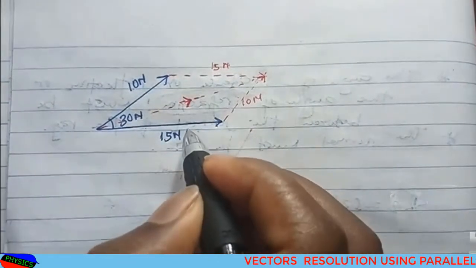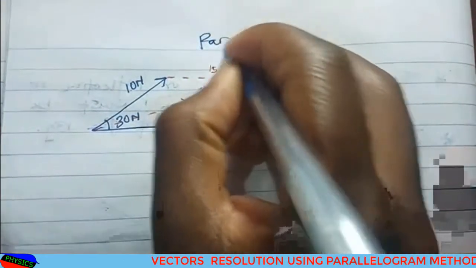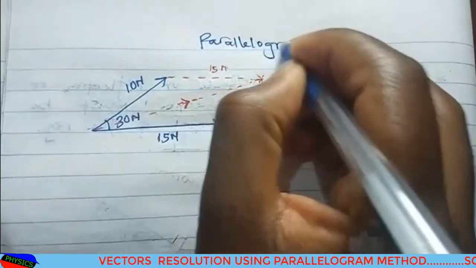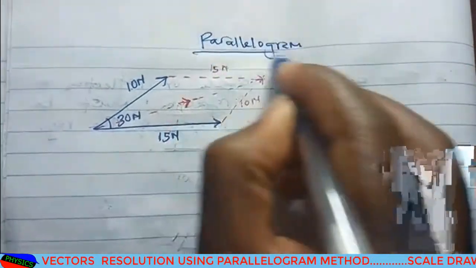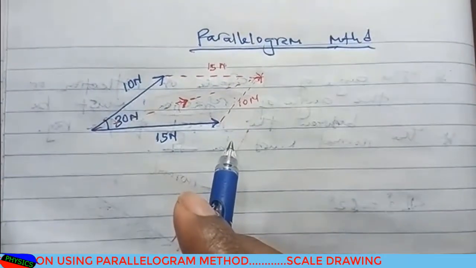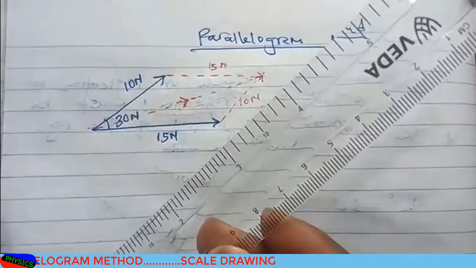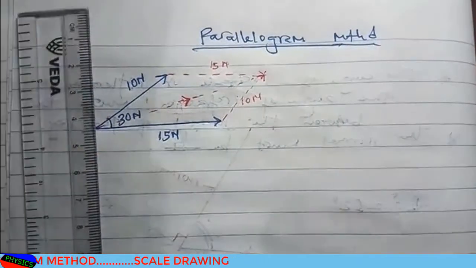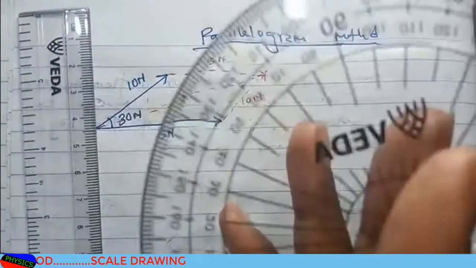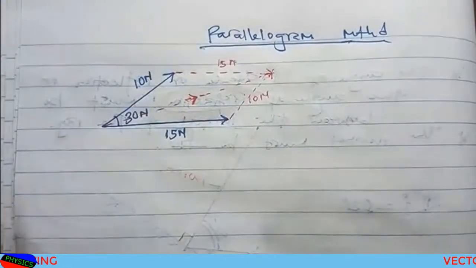So I've been able to make my parallelogram, and that's why we get the word parallelogram method, the method of vector resolution. Then I'm going to use my ruler to help me do this. I'll put it here. Then I'm going to use my protractor, of course, also to do this work. And also I'm going to use my compass. So those are my tools, very important, that I'm going to use to do this work.